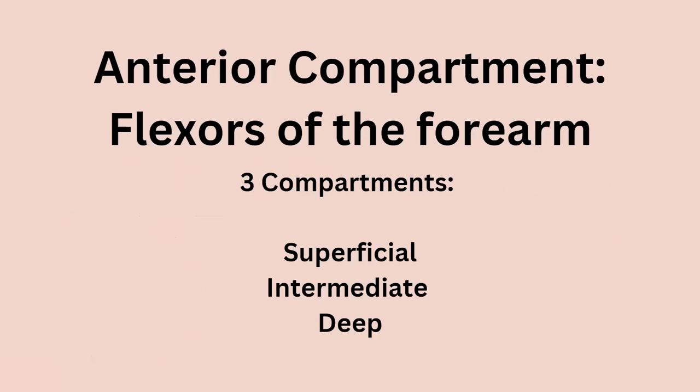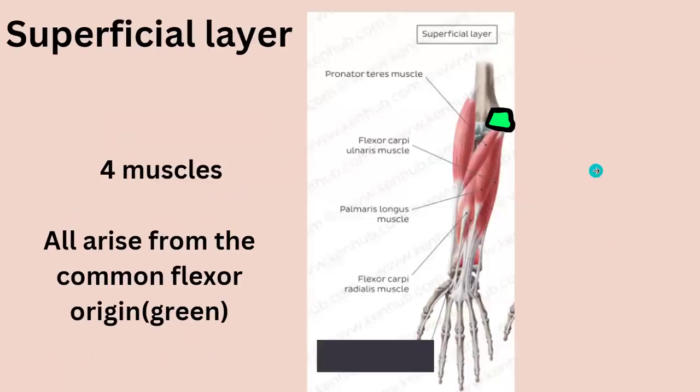So in the anterior compartment, you have even more compartments. You have three different layers: a superficial layer, an intermediate layer, and a deep layer. Now, starting with the superficial layer, you have 4 muscles in the superficial layer.